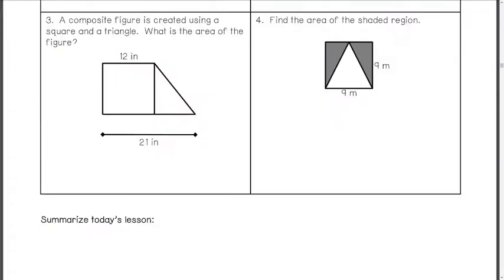Alright, go ahead and try the next 2 on your own and then summarize the lesson. Hopefully you understand that composites can be either added or subtracted depending on how they're cutting into a shape or adding onto a shape.